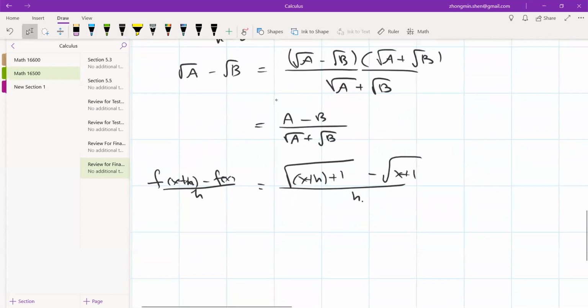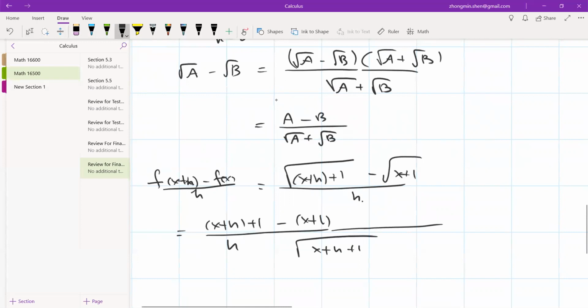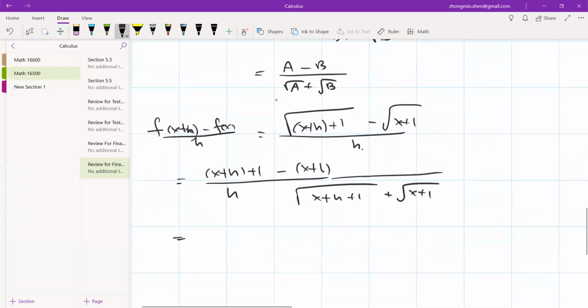Then use the above idea. Now, if you already know the formula, then it's very simple. It's just x plus h plus 1 minus x plus 1, divided by h. And I put a positive sign here, right? So x plus 1 is gone, and only h is left. Then h cancels out. So you get this. Then you take a limit.